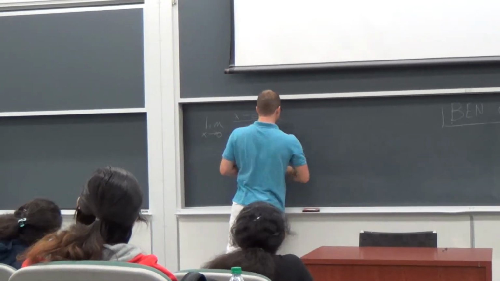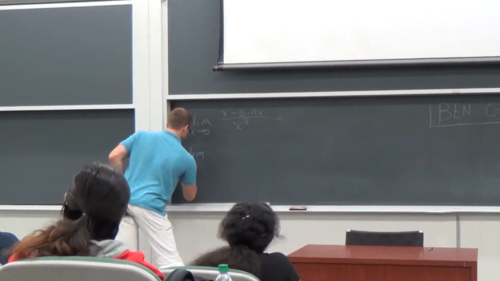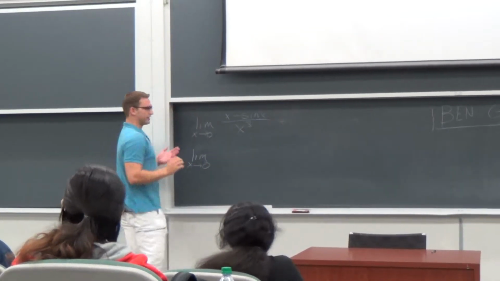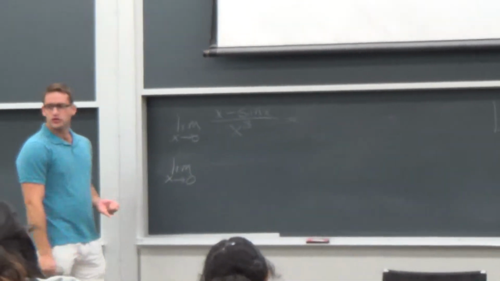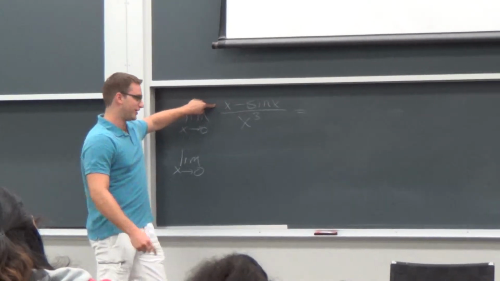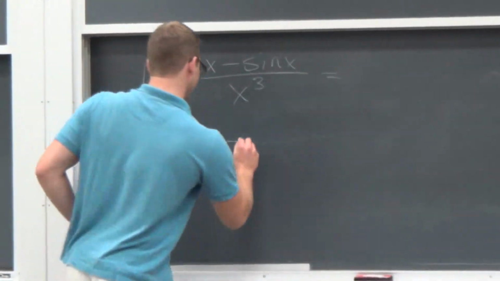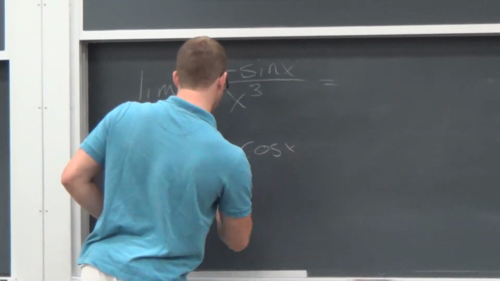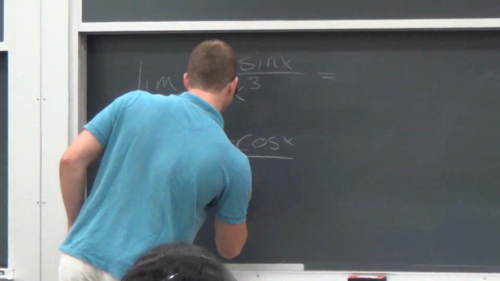So this is equal to the new limit. Now again, we take the derivative of the top and the bottom. So what's the derivative of the top? Derivative of x, just shout it out, 1. Derivative of sine. All right, what's the derivative of the bottom? 3x squared, good.